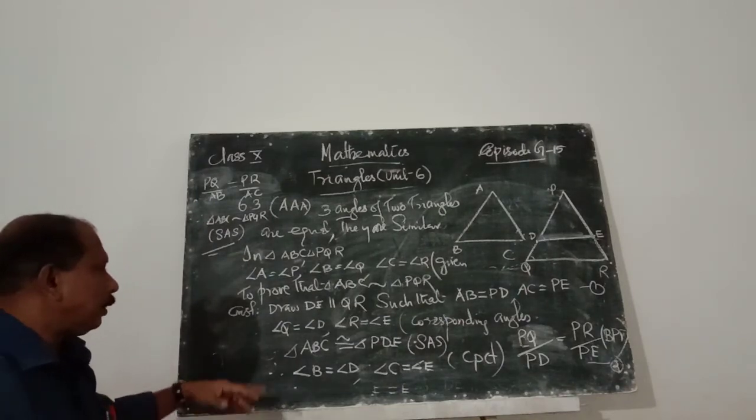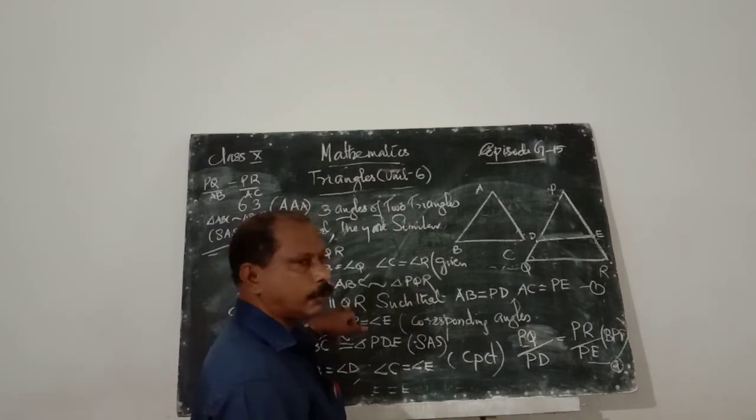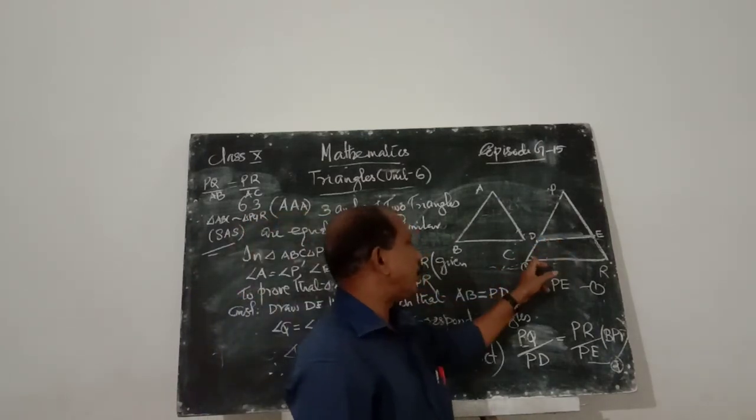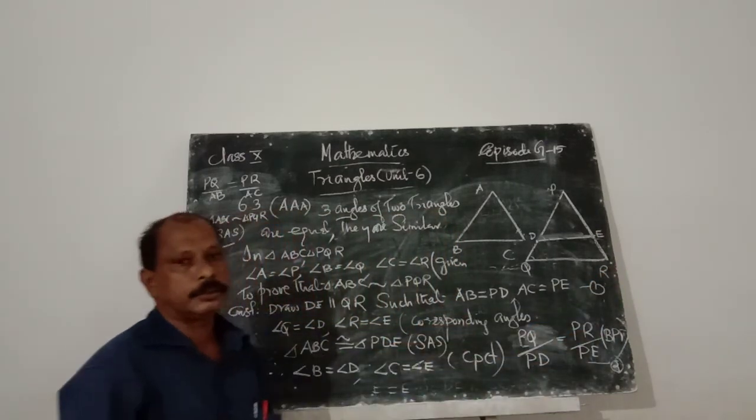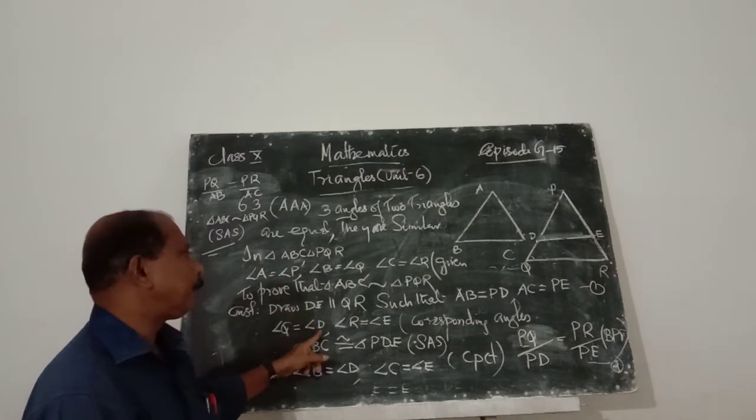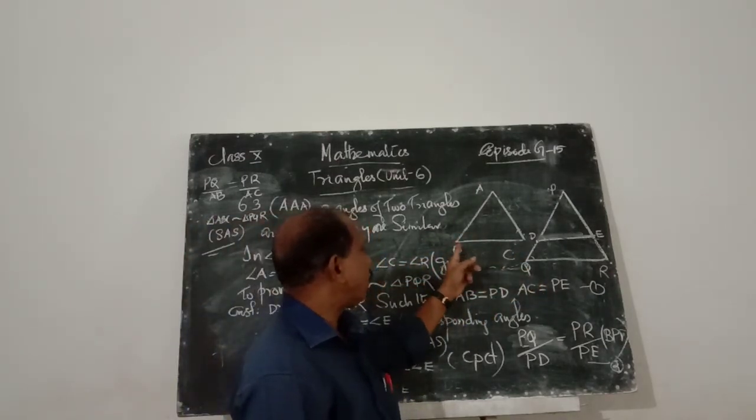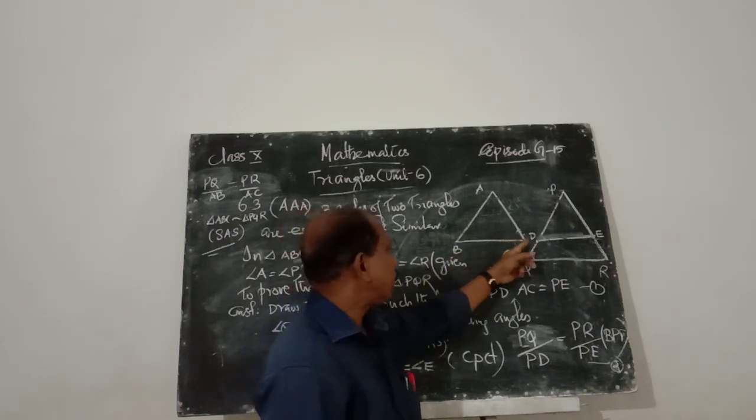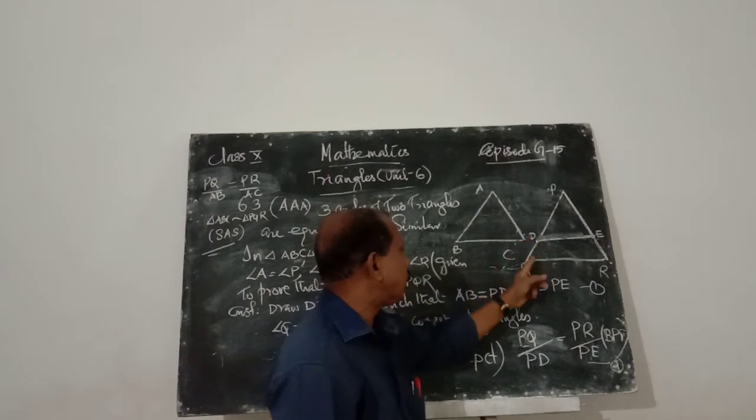We know that DE is parallel to QR. Therefore, angle D is equal to angle Q, angle E is equal to angle R. That is corresponding angles are equal. Therefore, angle Q is equal to angle D, but angle B is equal to angle Q. Therefore, angle B is equal to angle Q and angle D is equal to angle Q. Therefore, these two angles are equal.